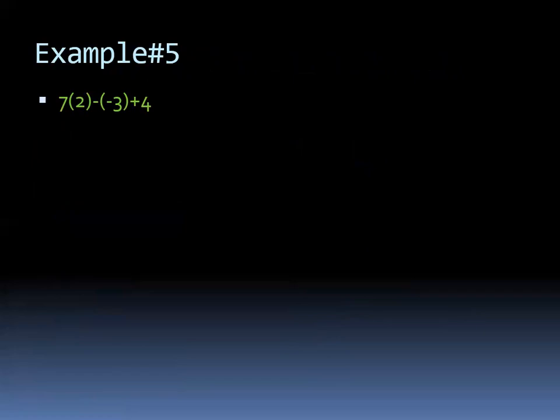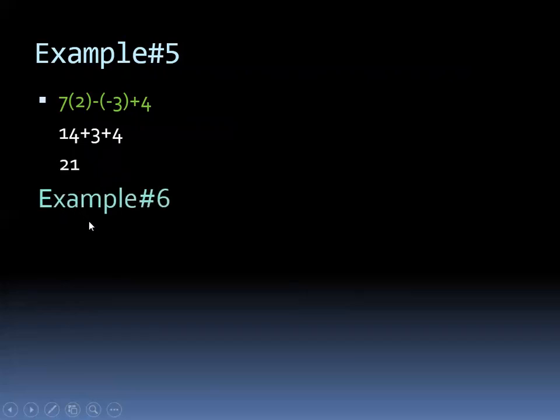Okay, now there are 3 numbers. What you have to do, you have to remove the bracket. 7 to the 14, minus minus plus, and you have to copy 4 as it is. Okay, now this is a very simple question. 14 and 3, 17, 17 and 4, 21.